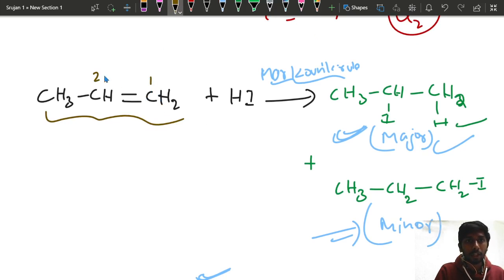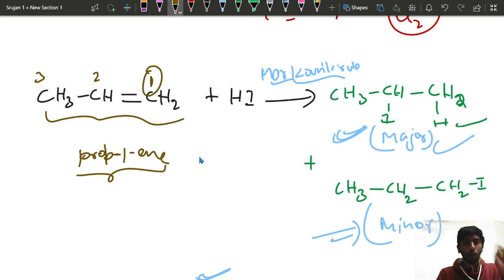What is this? 1, 2, 3 carbon atoms, so it is called prop. It has a double bond. In which position is the double bond? First position, lowest. So prop-1-ene. This is the name of this compound.